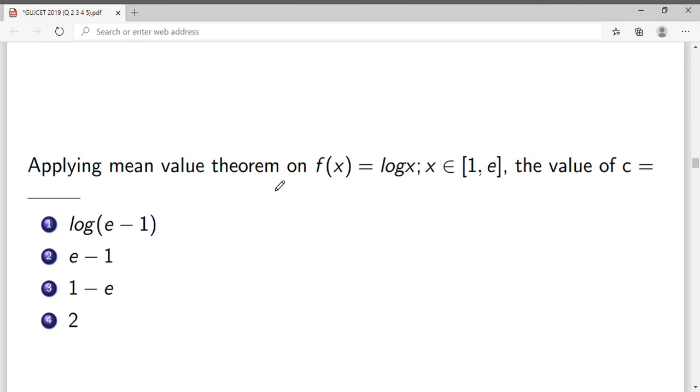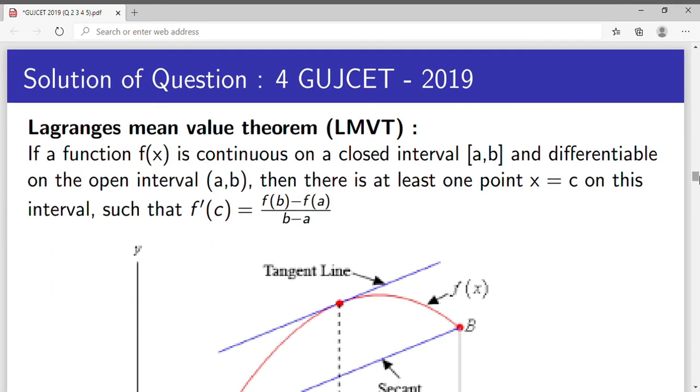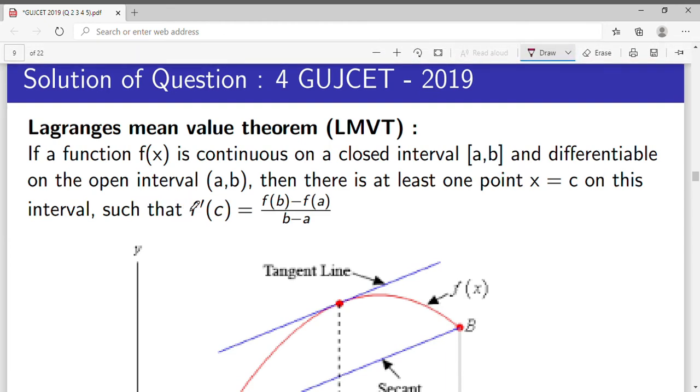So first we discuss what the mean value theorem is, and second we discuss the properties of the log x function. Lagrange's mean value theorem is nothing but the mean value theorem. So what is the statement of Lagrange's mean value theorem? If a function f(x) is continuous on a closed interval [a, b] and differentiable on the open interval (a, b), then there is at least one point x equal to c on this interval such that f'(c) equals (f(b) minus f(a)) upon (b minus a).